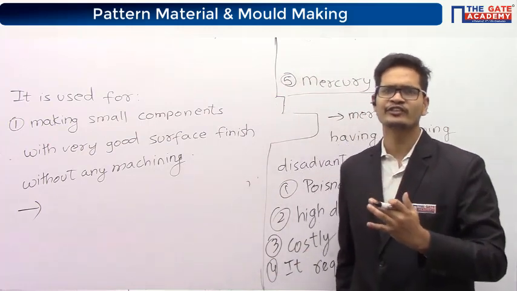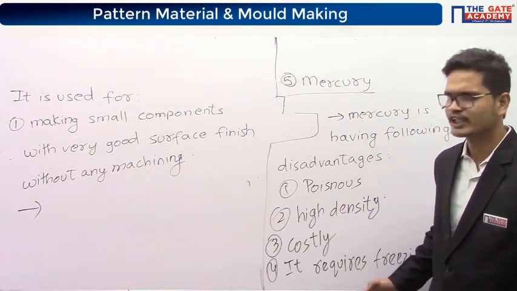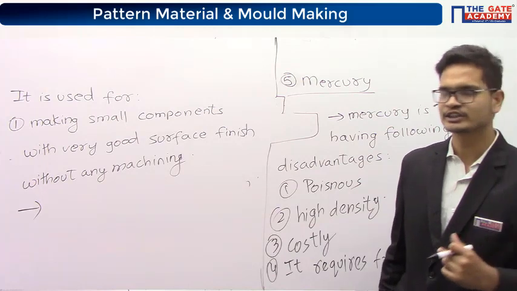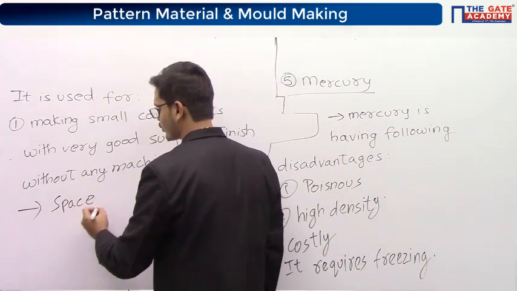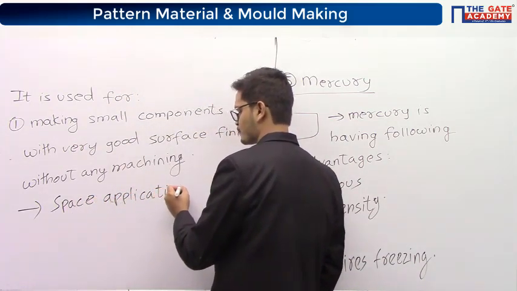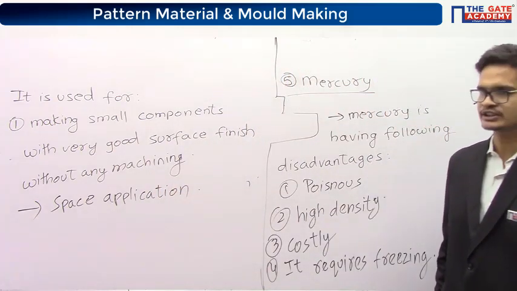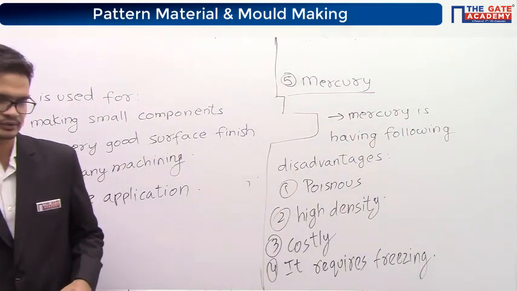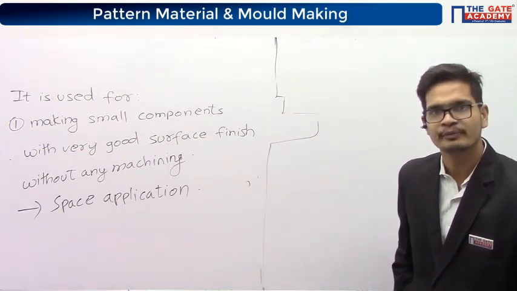Whenever we are using very strange things, poisonous, high density, costly, requires freezing, the main application for this is space application. Whenever you are using strange components, they are used for space application. So with this we complete the pattern materials. So with this the first step, that was pattern making, is over.